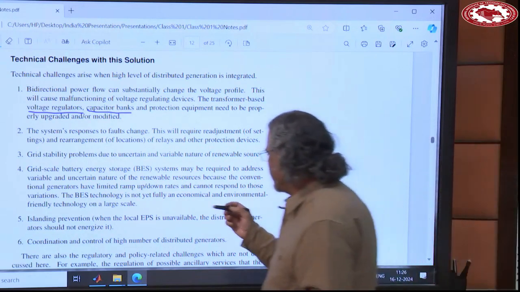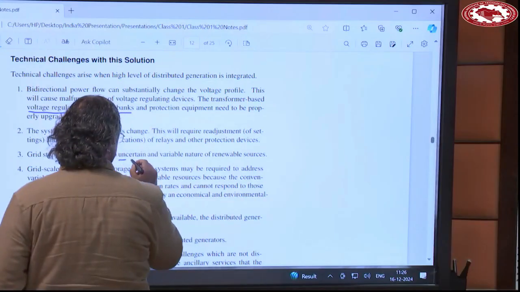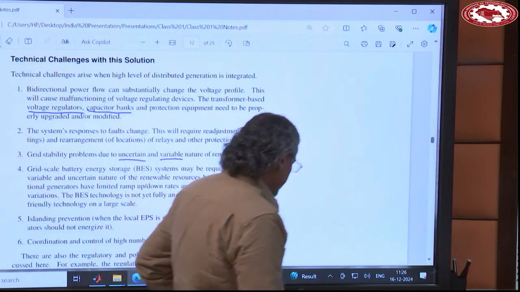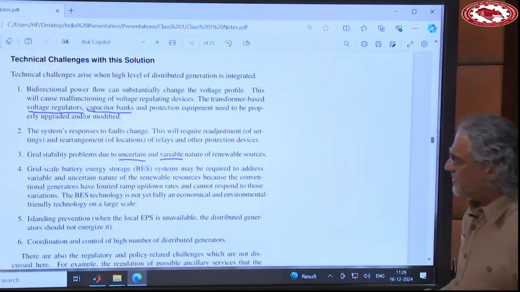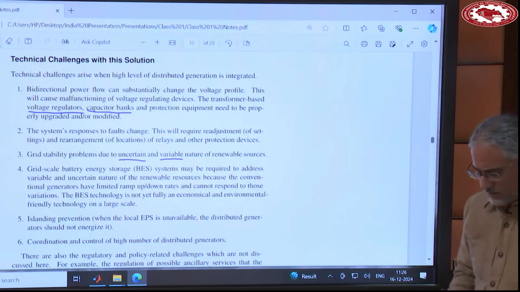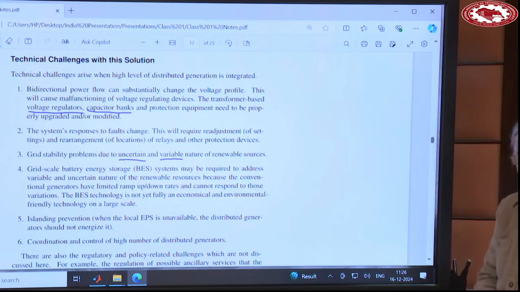These two terms, uncertainty and variability, basically characterize the nature of energy that comes from renewable sources, and basically we are talking about solar and wind at this time. These are the two main sources of renewable energy that we have. So both of them are uncertain and variable.